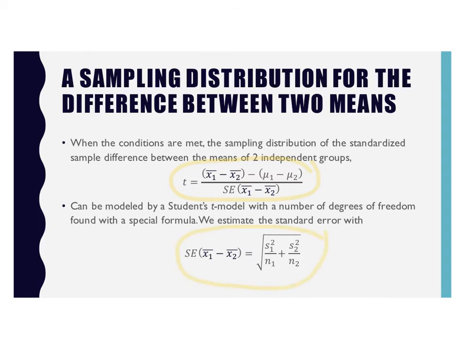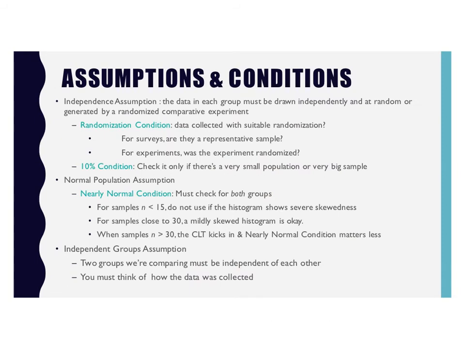Okay, so ta-da. For assumptions and conditions, remember you don't have to state the independence assumption. I would primarily focus on this randomization piece, this 10% piece, and the nearly normal piece. But we have to make sure that data from each group must be drawn independently and at random or generated by a randomized comparative experiment. So remember, for surveys, is the data a representative sample? For experiments, was the experiment randomized?